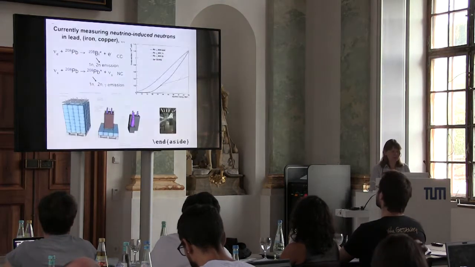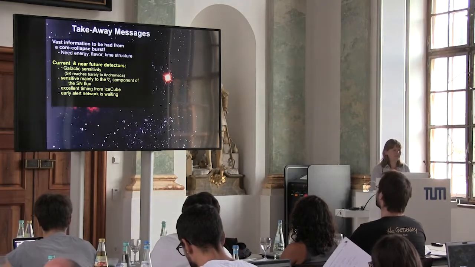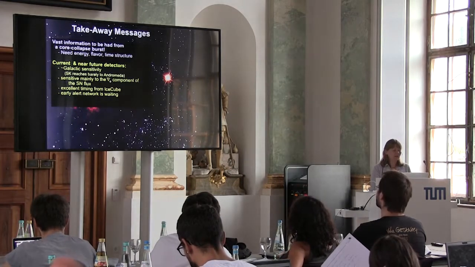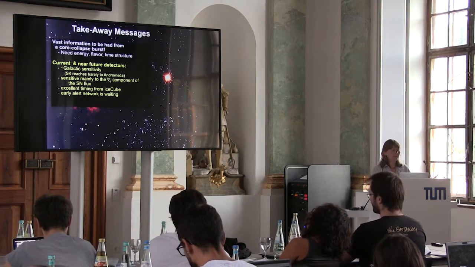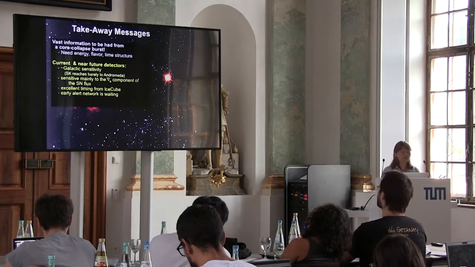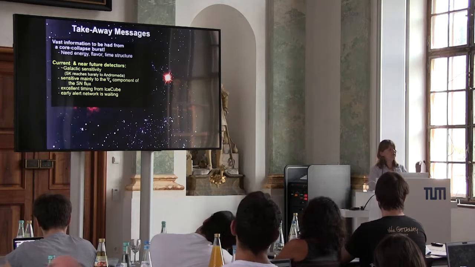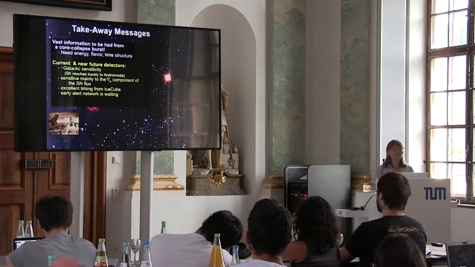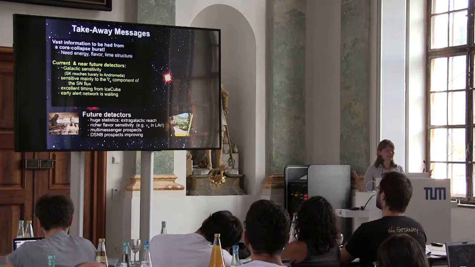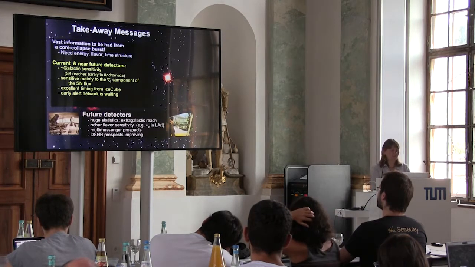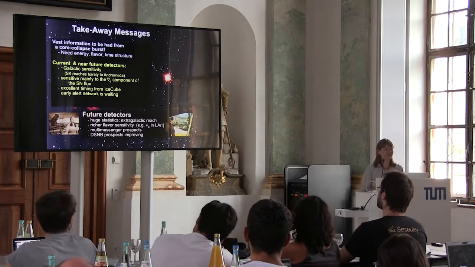Okay, so I probably don't have time for this, so I'll skip this. Let's go to the takeaway messages. There's huge information to be had from core collapse bursts. We need the energy, the flavor, and the time. We have very good sensitivity with current and near future detectors. There's an early alert network, a good time for IceCube. We're still mostly sensitive to electron antineutrinos. This is Dorothy in Kansas looking for a supernova. And I just want to point out that future detectors will have huge statistics, much richer flavor sensitivity, and Dorothy is much more likely to see a colorful supernova in the future than even now. So I will stop there.